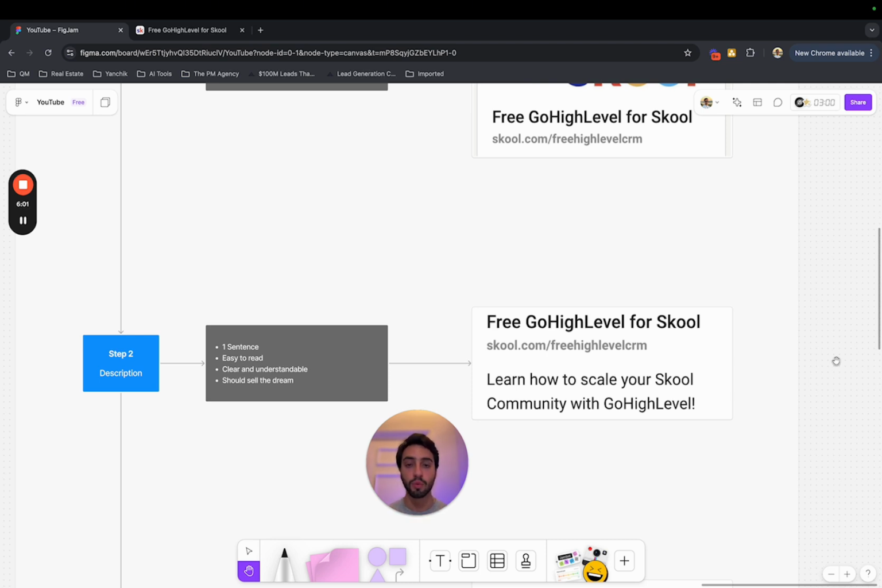And again, with this description, you need to make it easy to read. You need to make it clear and understandable because you don't want them to have to get more information to understand what you do. And it should sell the dream. In this case, I am selling the dream by saying that they're going to learn how to scale their community by leveraging this tool called High Level. You should do the exact same thing.